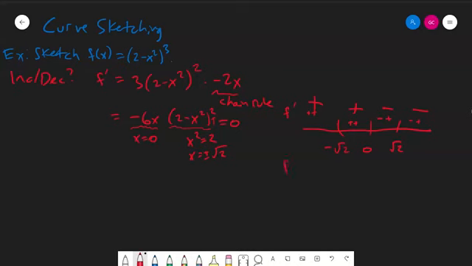So we have that f is increasing. It kind of levels off for a second, and then it continues increasing. Then it's decreasing, and then it's decreasing. Okay, so that gives us some idea about the shape here. So how can we use this to try to plot the graph?